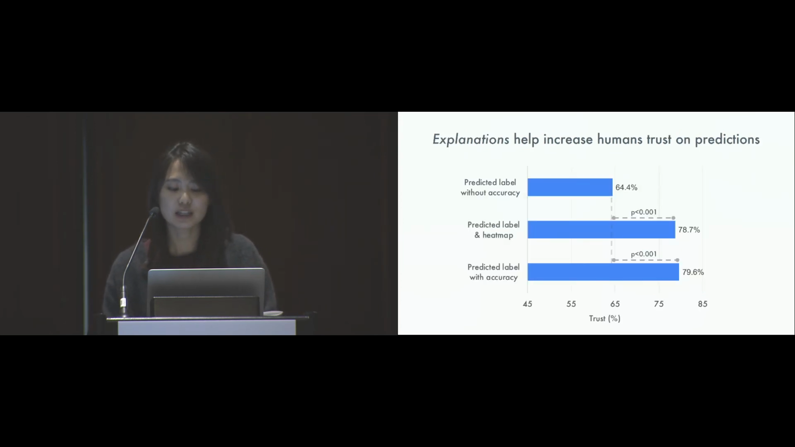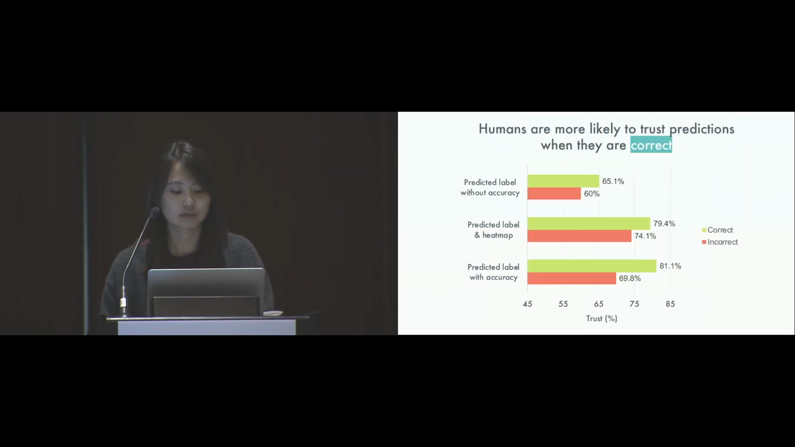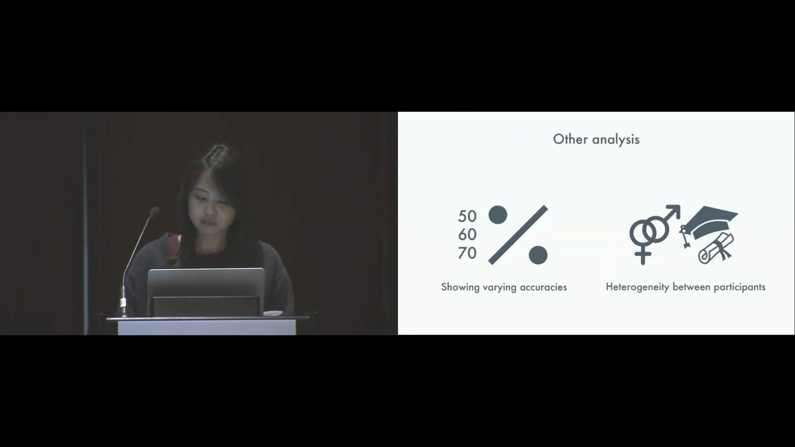From our results, we find that explanations, particularly feature-based explanations, help to increase trust on machine predictions. And we also find that humans tend to trust machine predictions more when the predictions are correct. One possible hypothesis is that humans may be able to differentiate a difficult instance and therefore entrust the machine less. So in the rest of our paper, we find out if human judgment changes when we vary the statement of machine accuracy. For instance, instead of 87%, we say that it's 50, 60, or even 70%.